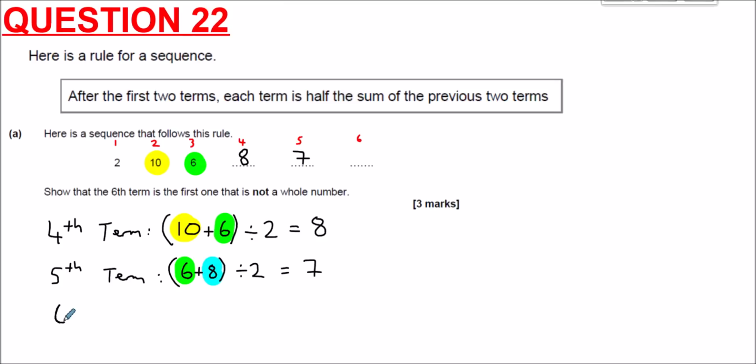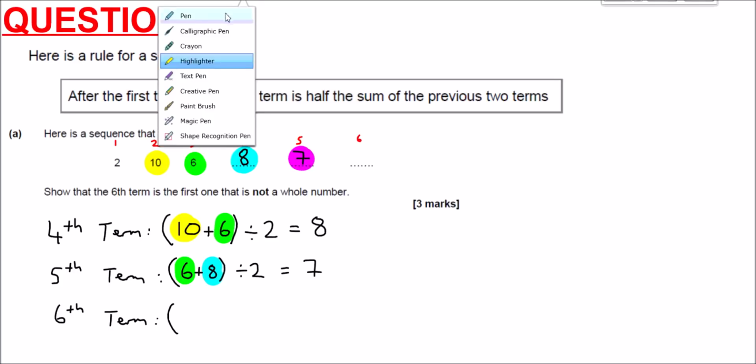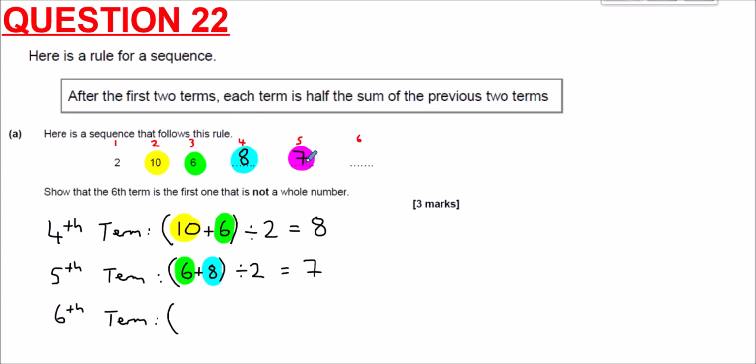But then the sixth term, so we worked out the fourth one was 8. We've just done the fifth one now, which we said is 7. The sixth term will be the fourth plus the fifth, so 8 plus 7 divided by 2. If you try this on a calculator or without, 8 plus 7 is 15.